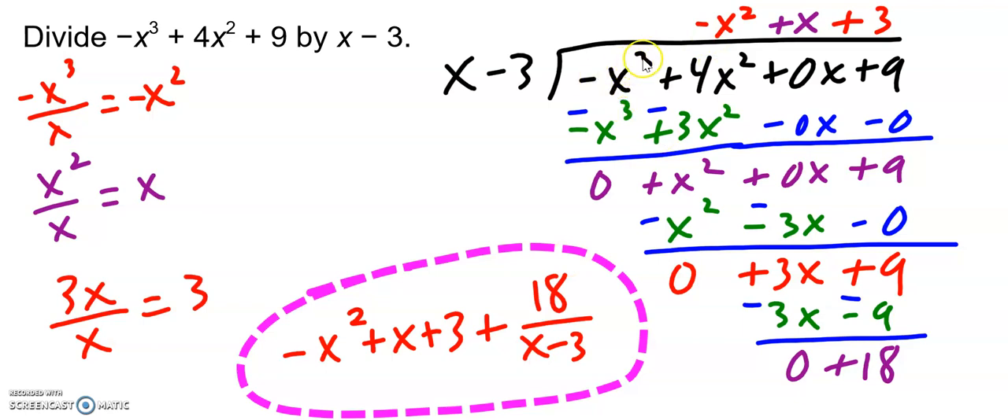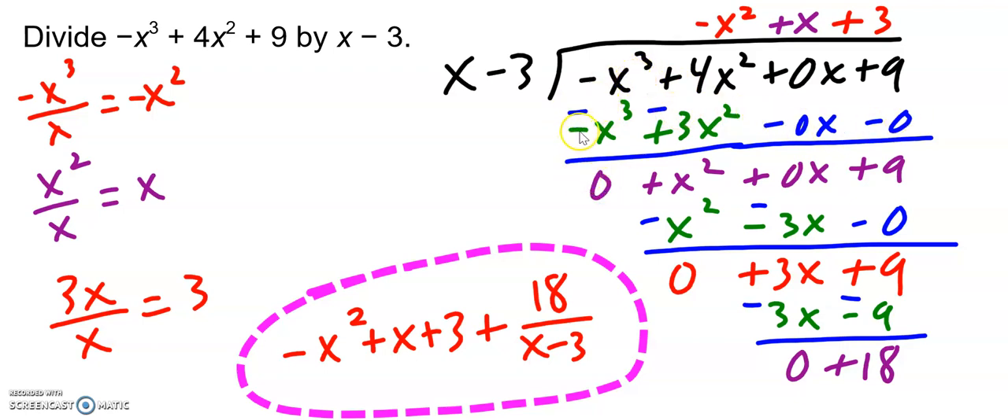So first, I take the negative x to the third here, and I divide it by x. So I did that off to the side. Negative x to the third divided by x is negative x squared. I write that up top here, negative x squared. Now I multiply. Negative x squared times x is negative x to the third in green. Negative x squared times negative 3 is positive 3x squared here in green. Now I'm going to subtract in the blue.